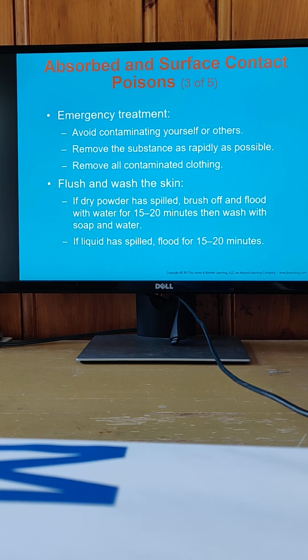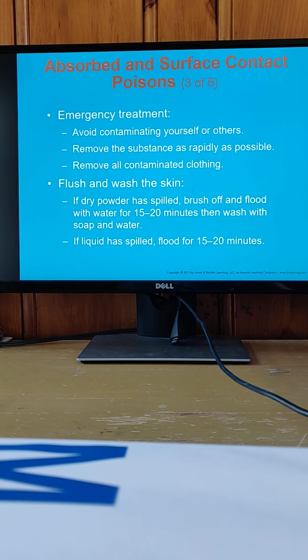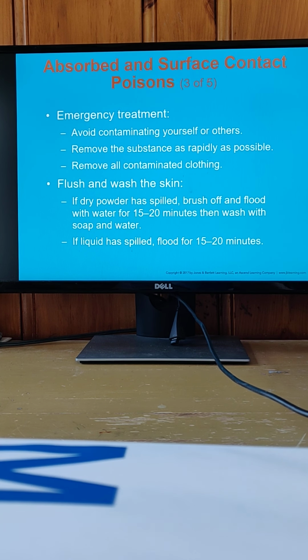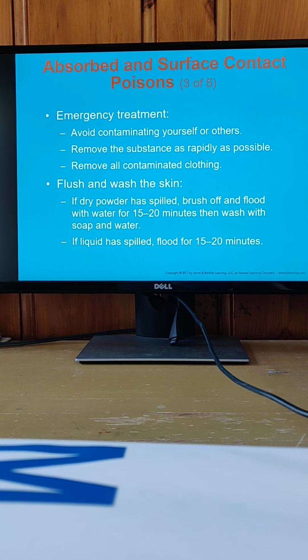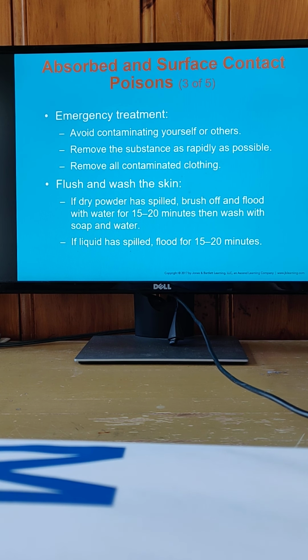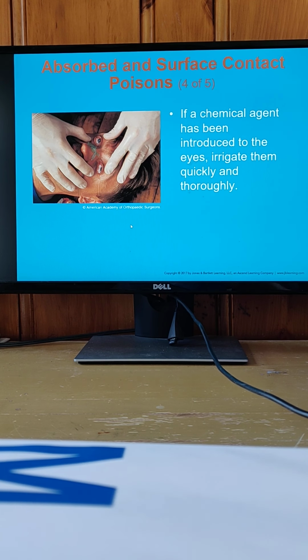If dry powder has spilled, brush off and flood with water for 15 to 20 minutes, then wash with soap and water. You're not going to be unsafe to wash anybody with soap and water. Okay? Get the powder off the patient. Get a bag of saline if you have to. Use that to rinse the area, dry the area, get the patient transported to the hospital. If a liquid has spilled, flood the area for 20 minutes. Wipe the liquid off the patient's skin and rinse it for 15 to 20 minutes.